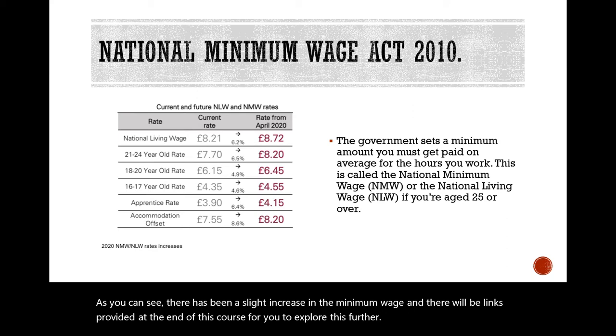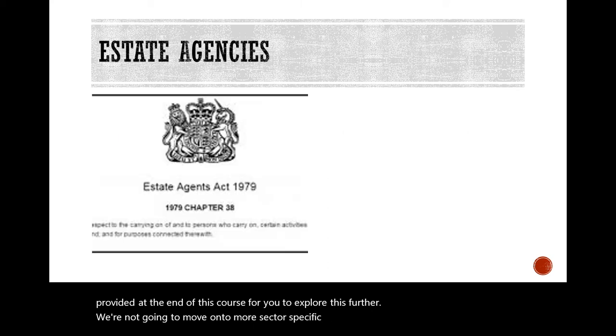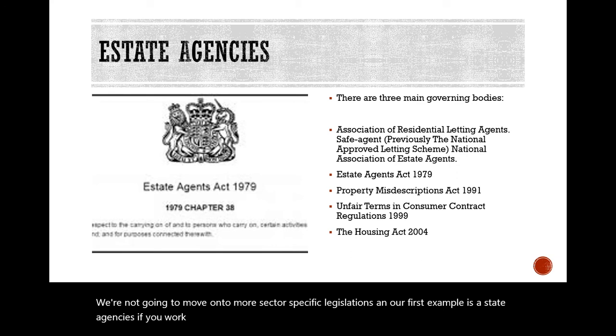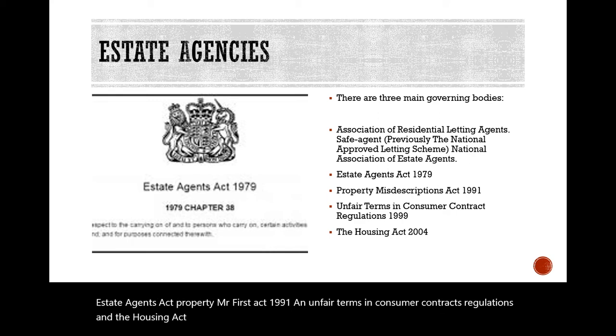We are now going to move on to more sector-specific legislations. And our first example is estate agencies. If you work in an estate agency, there are three main governing bodies. These are the Association of Residential Letting Agents, the Estate Agents Act, Property Misdescriptions Act 1991, Unfair Terms in Consumer Contract Regulations, and the Housing Act 2004. These legislations are all governed under the three main governing bodies, as you can see on screen.